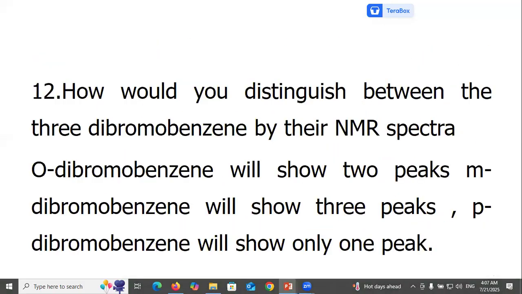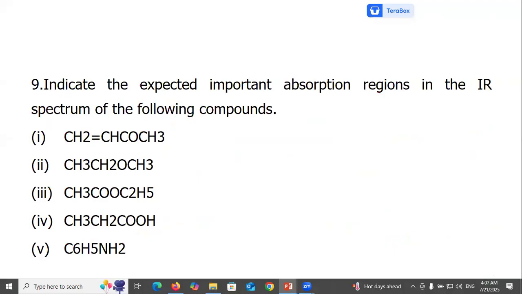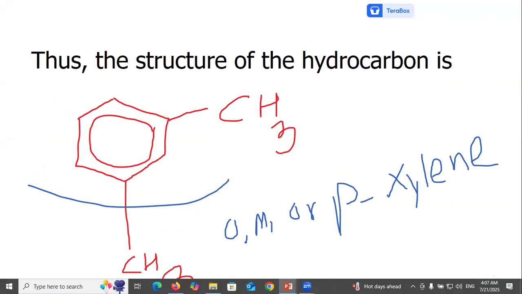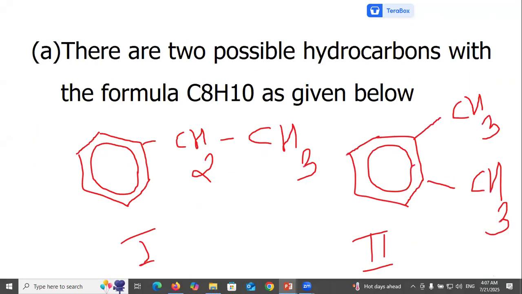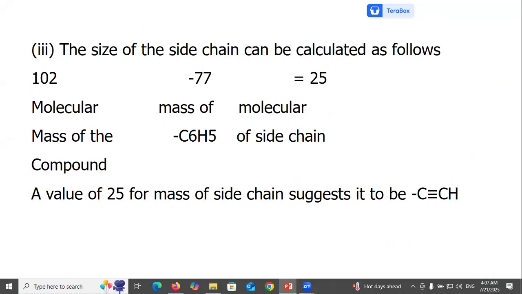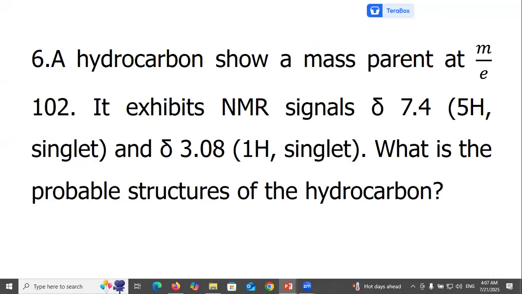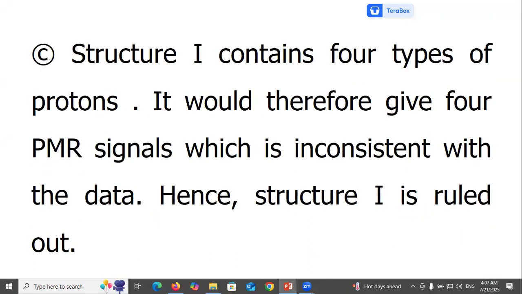Okay, it's all about some problem solving related to mass spectroscopy, NMR, IR, UV.